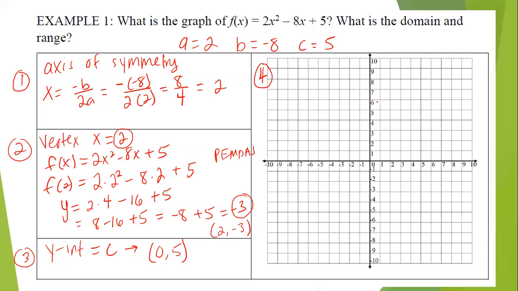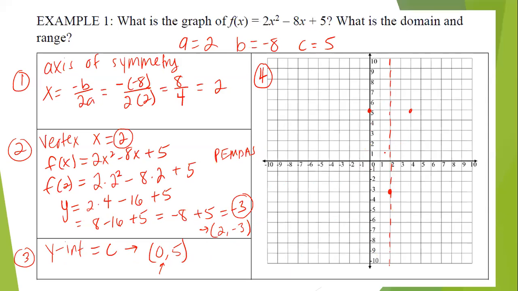The last and final step is to actually do the graph. The first thing you graph is your axis of symmetry. Our axis of symmetry is our dashed line at x equals 2. Next, we're going to graph our vertex. Our vertex is where? (2, -3). Next, we're going to graph our y-intercept, which is at (0, 5). And then we're going to reflect our y-intercept over our axis of symmetry to get our third point.